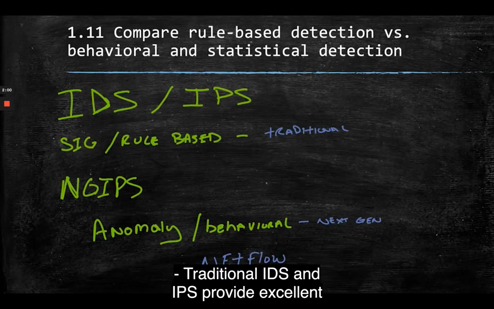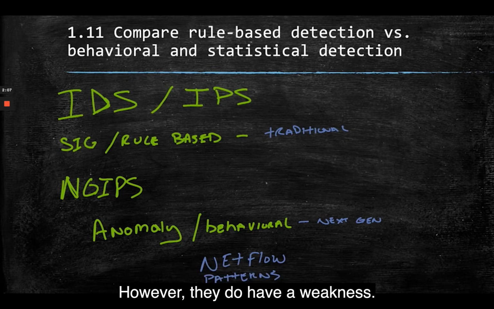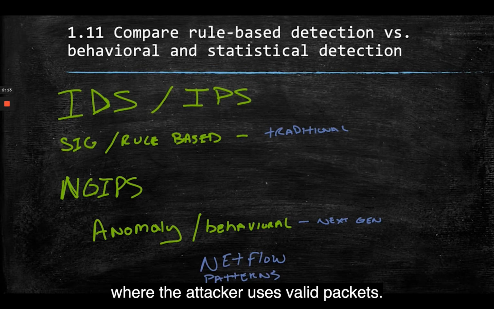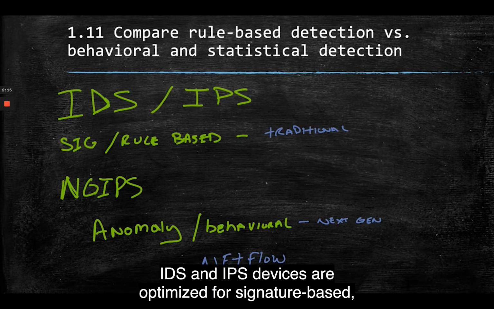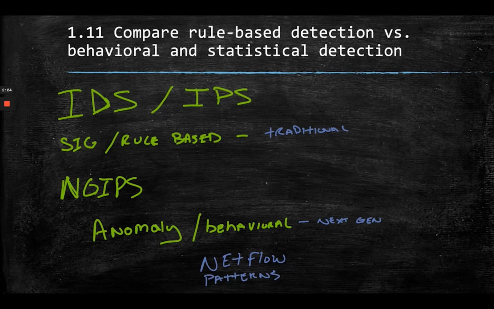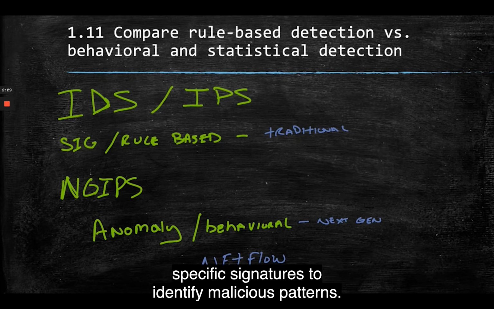Traditional IDS and IPS provide excellent application layer attack detection capabilities. However, they do have a weakness. For example, they cannot detect DDoS attacks where the attacker uses valid packets. IDS and IPS devices are optimized for signature-based or rule-based application layer attack detection. Another weakness is that these systems utilize specific signatures to identify malicious patterns.